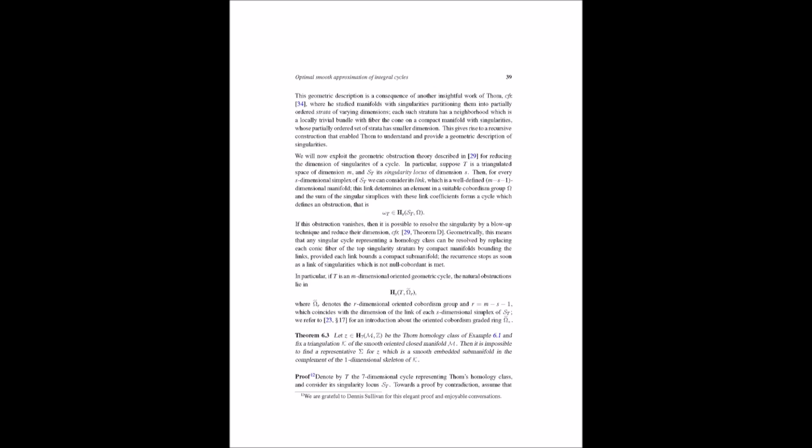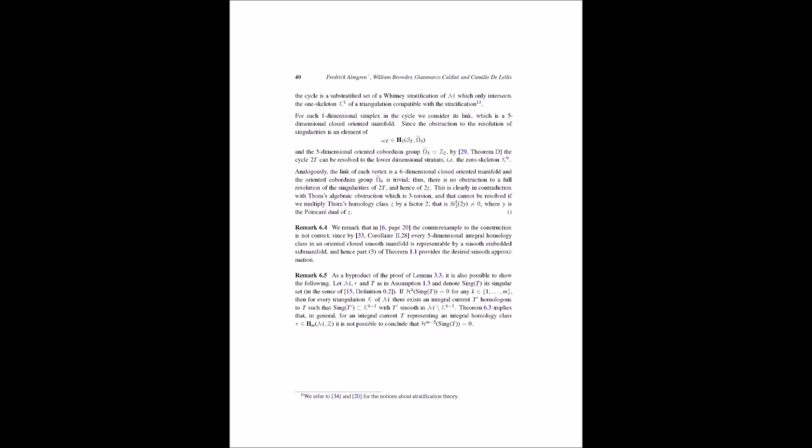A perfect analogy. And it really highlights the limitations of smooth approximation, especially as we move into higher codimensions. Absolutely. Okay, so stepping back, we've covered so much ground. Integral currents, Tom's construction, obstruction theory, even techniques for simplifying singularities. It's been a whirlwind tour of some really beautiful mathematics.